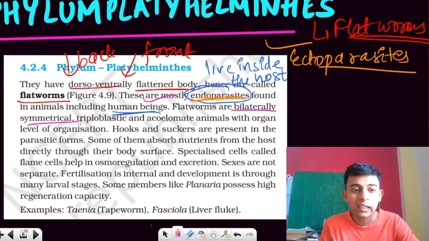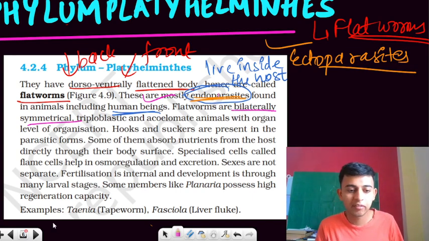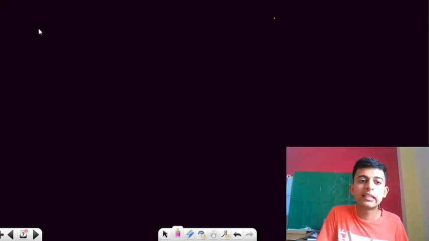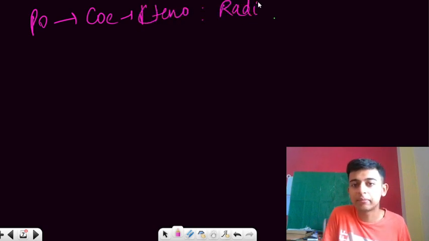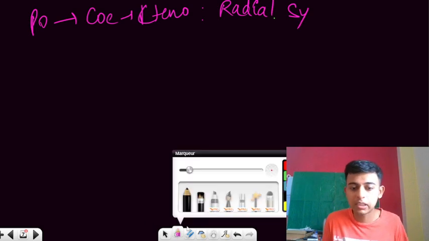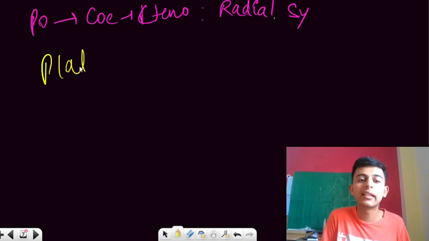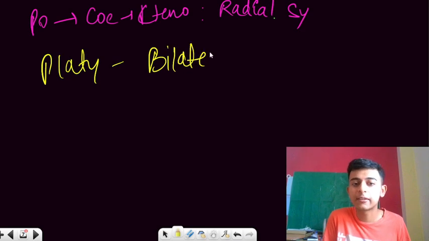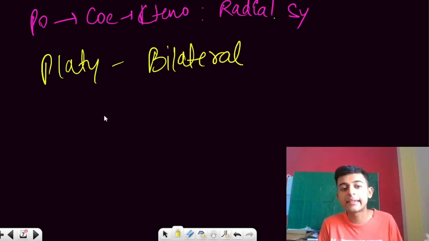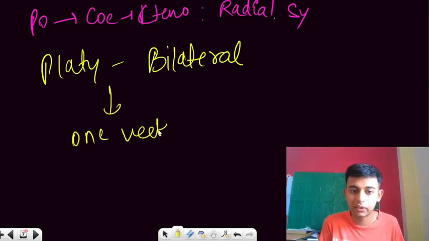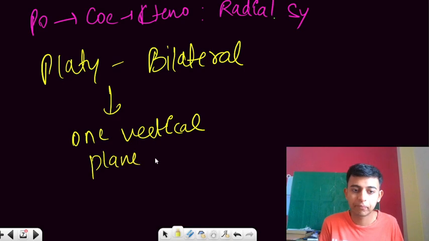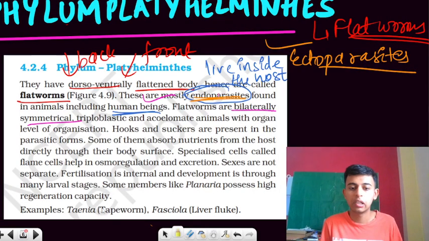Flatworms are bilaterally symmetrical. अब ये important बात है कि one very interesting thing to note over here. See, from Porifera, Coelenterata and Ctenophora, what we had was radial symmetry. But the twist is that from Platyhelminthes, bilateral symmetry starts. It means you can just divide the organism in one plane, one vertical plane only. Very important pointer. ठीक है.